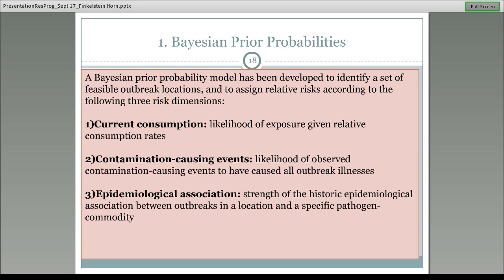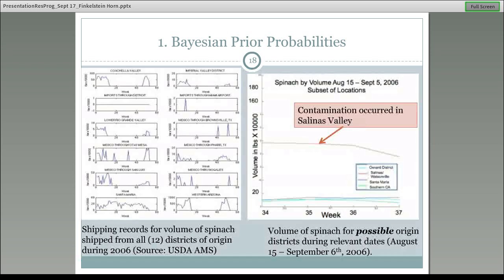And then third is the epidemiological association. So this is the strength of the historic epidemiological association between outbreaks in a location and a specific pathogen commodity pair. So where have we seen spinach and E. coli outbreaks coming from in the past?